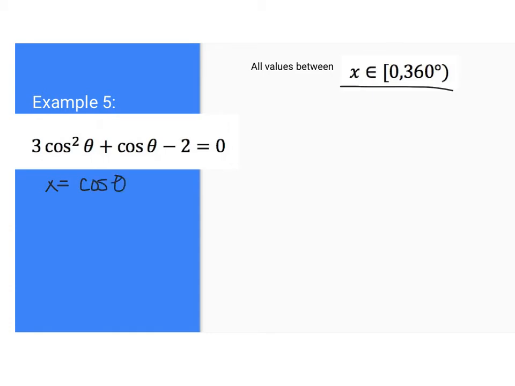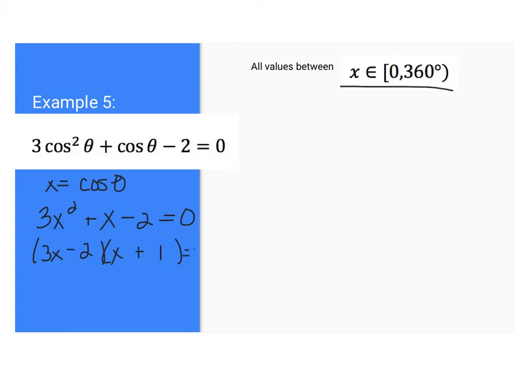What if I say that x equals cosine theta? Then really this is just 3x squared plus x minus 2 equals 0. And that's a quadratic that we've factored a million times. So let's break this down. We need to multiply to 3x squared, so that's 3x and x. We need to multiply to negative 2 and add to 1.